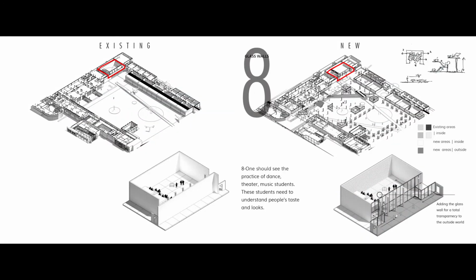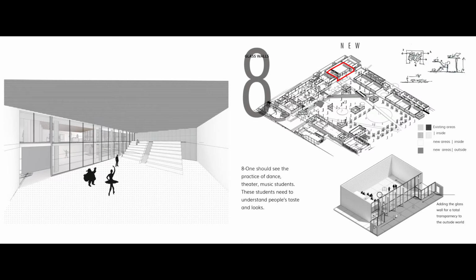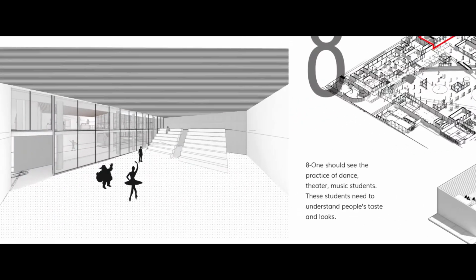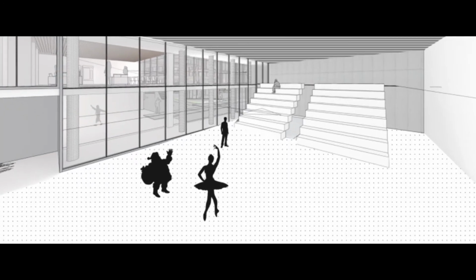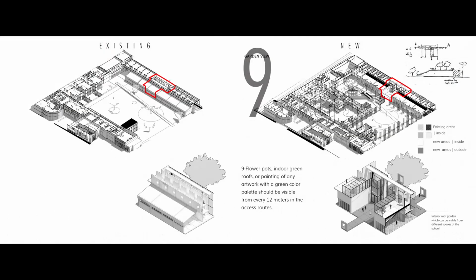Glass walls. One should see the practice of dance, theater, music students. So as you can see in the existing, this big theater room has a wall, and in the new design I changed it to glass. And the idea is to bring more people to see the theater act, and the students could have more connection with the outside world.